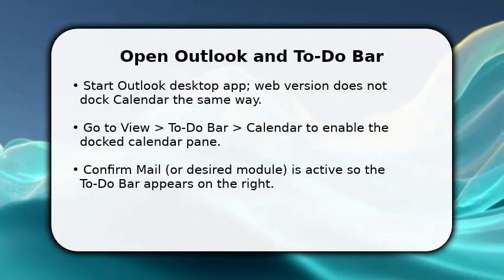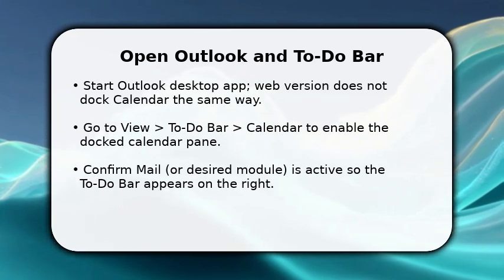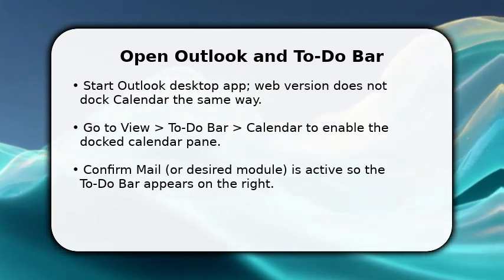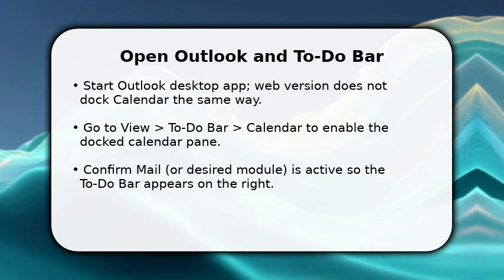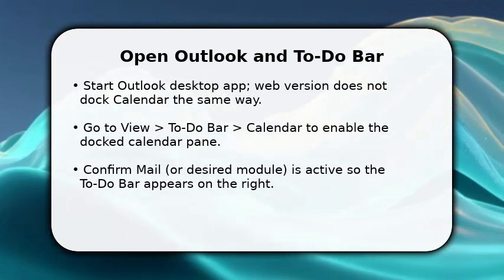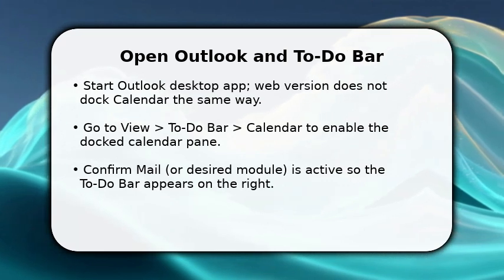You already have Outlook open. Now enable the single supported docking method. From the main ribbon pick View, then To-Do Bar and select Calendar. This attaches a compact calendar pane to the right of your Mail or other module.